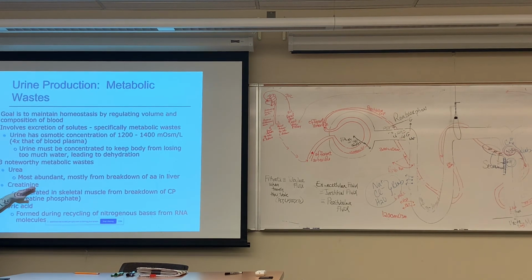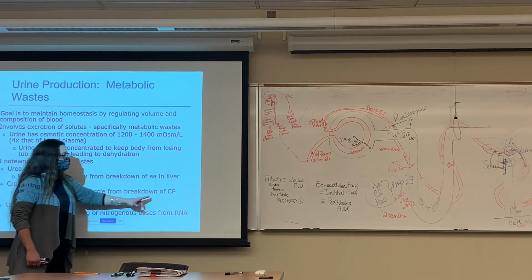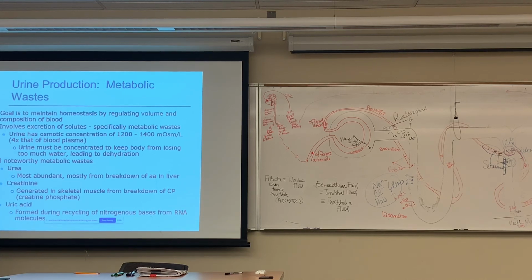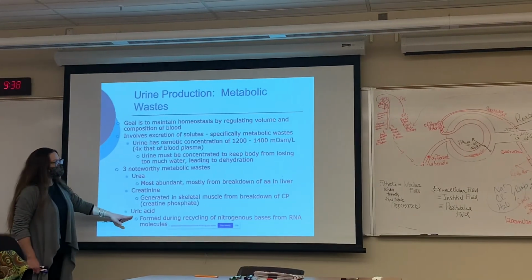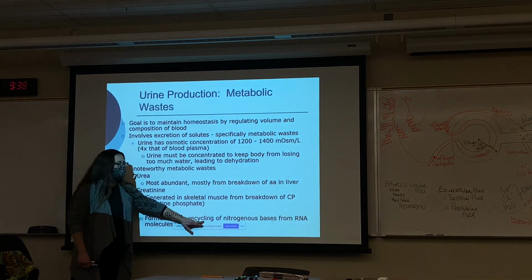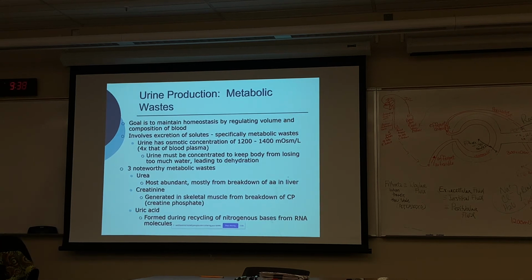Okay? Urea is a waste product that you form from your liver taking amino acids and turning them into other things. Creatinine. We talked about your skeletal muscles using creatine phosphate to generate molecules of ATP really quickly. If you're doing a lot of really intense strenuous activity, you will be producing a lot of creatinine, and that's a waste product. And then uric acid's the other very common one. Uric acid you get from recycling nitrogenous bases of DNA and RNA.